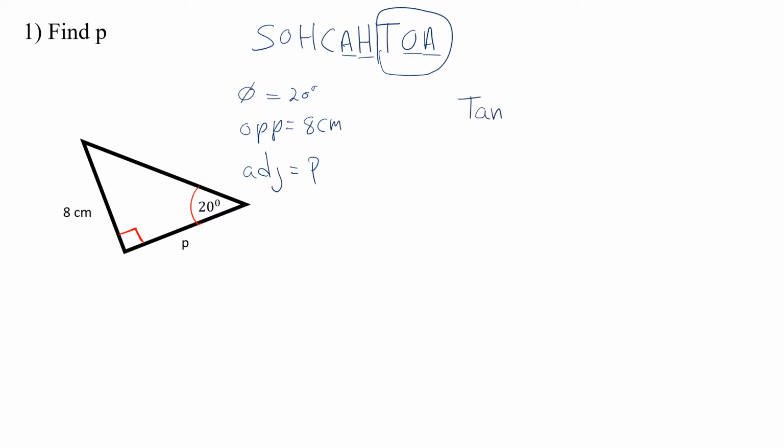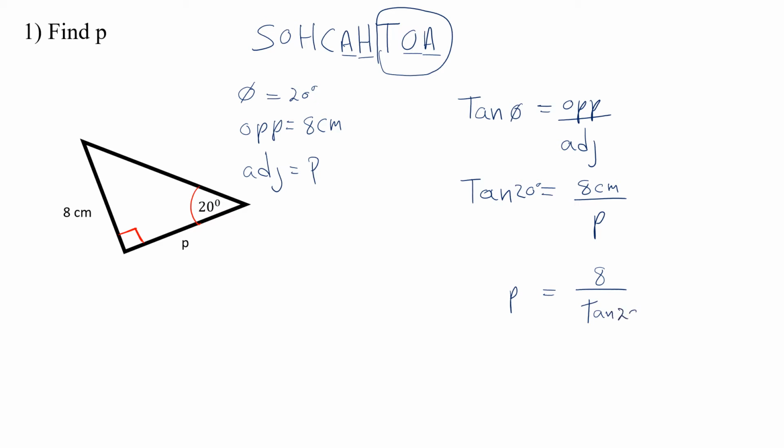So here we say again, tan theta is equal to opposite over adjacent. And once that's out of the way, we substitute our values. So we have tan 20 degrees is equal to the opposite, which is 8 cm, divided by P. P is the adjacent that we don't know. So to find P, we make P the subject of the formula, and that will leave us with 8 divided by tan 20 degrees. And from here, the calculator could do the rest for us.